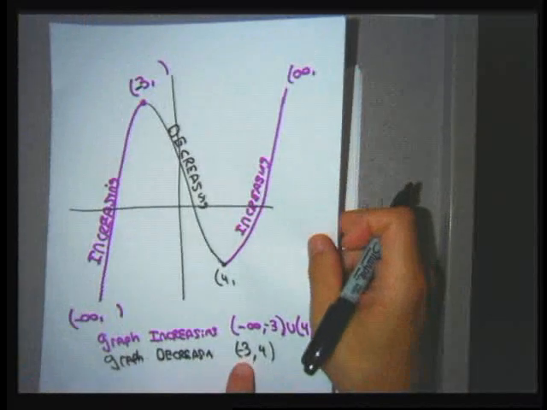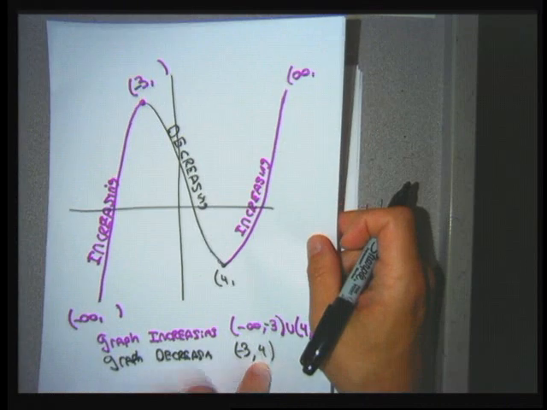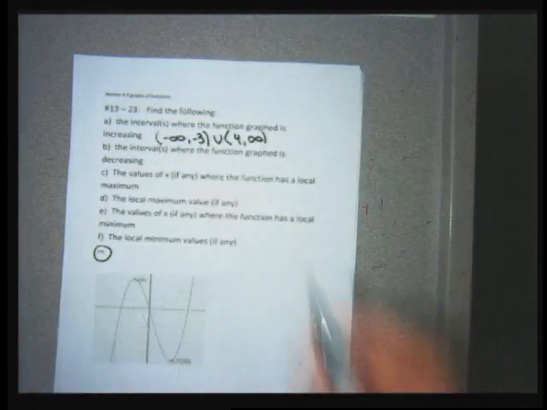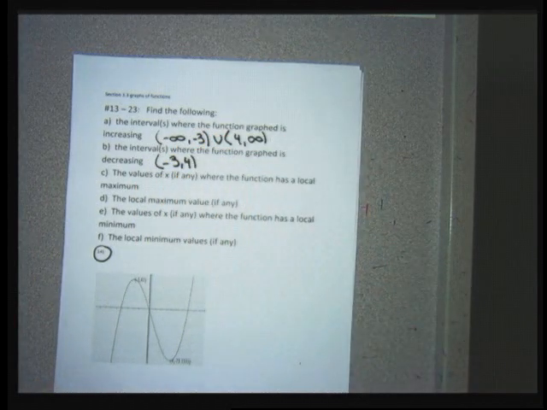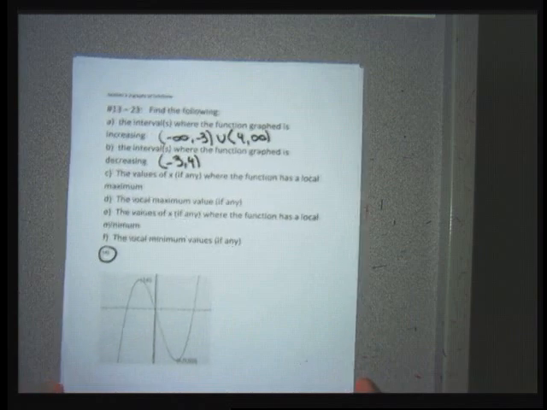Part B says, where is the graph decreasing? The graph is decreasing between x equal negative 3 and x equal 4. It's in this black region that I drew. So I'm going to write the graph is decreasing between negative 3 and positive 4. So that's part A and part B.